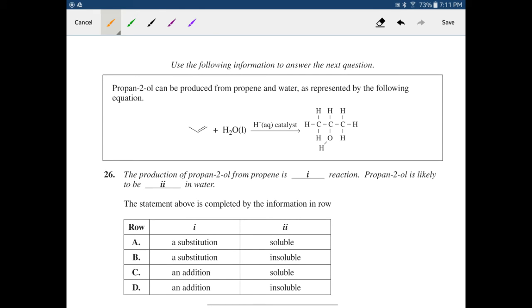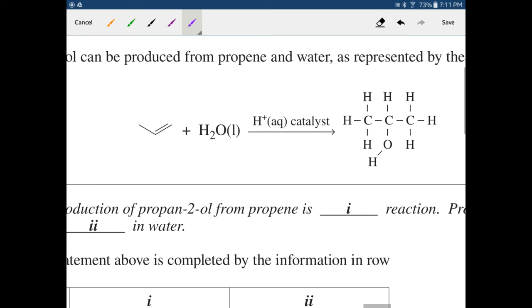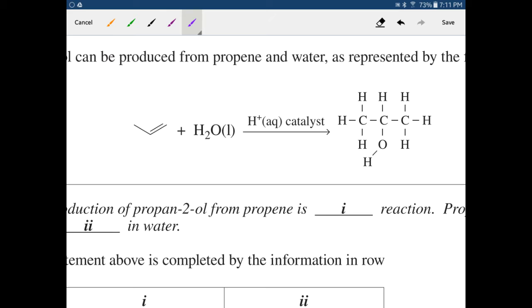So, question number 26, it says, the production of propan-2-ol from propene is a blank reaction. Propan-2-ol is likely to be blank in water. So, let's look at the reaction type first. That's probably the easiest. Again, I would suggest drawing this compound out as a structural formula so that we can see that they are consistent between our initial reactants and our product. So when we take a look, we have propene, which looks something like this. Okay, we have propene, like so.